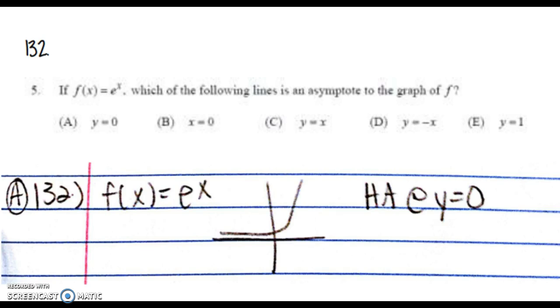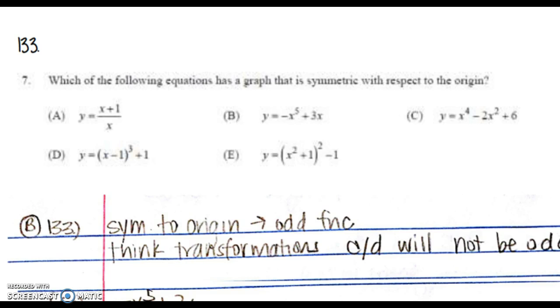E to the x, which of the following is an asymptote? This is why it's a good idea to know your parent functions. It's going to be y equals 0. X equals 0 would be this guy. Y equals x would be this guy. Y equals negative x would be that guy. And y equals 1 would be that guy. So it ends up just being y equals 0. It's part of the definition of an exponential function.